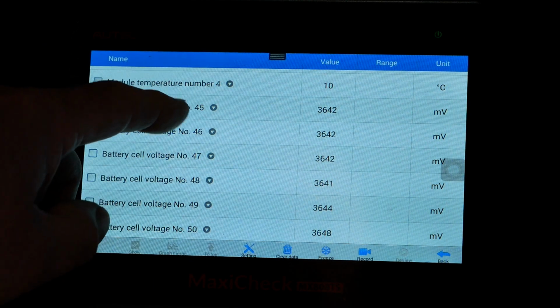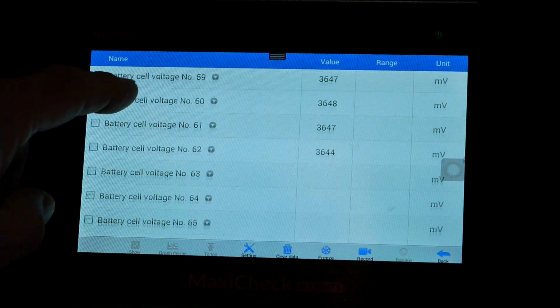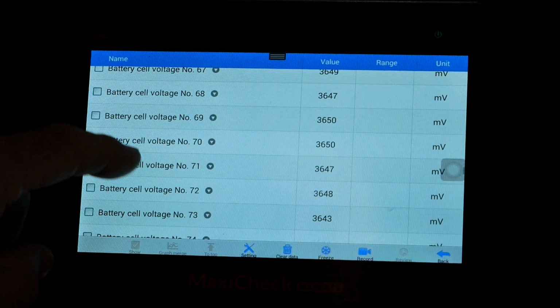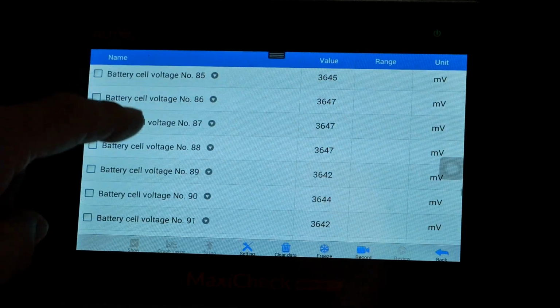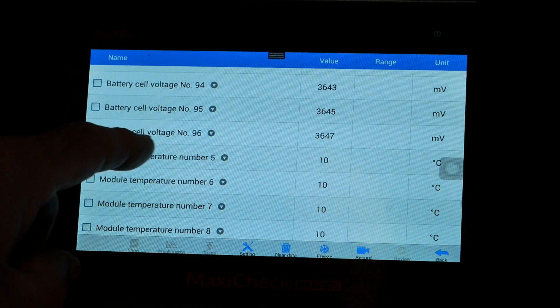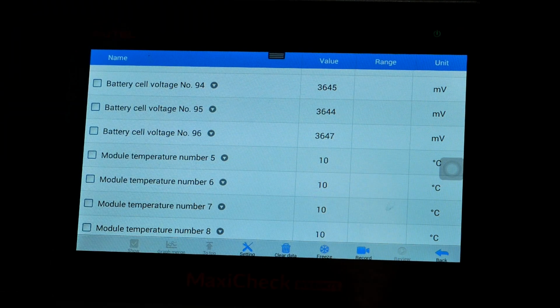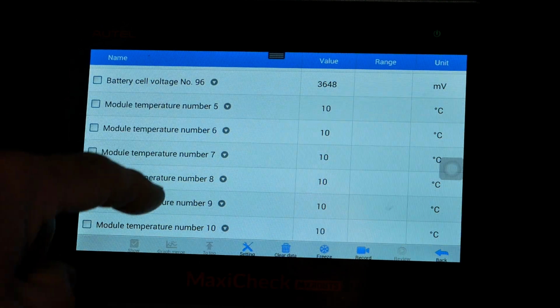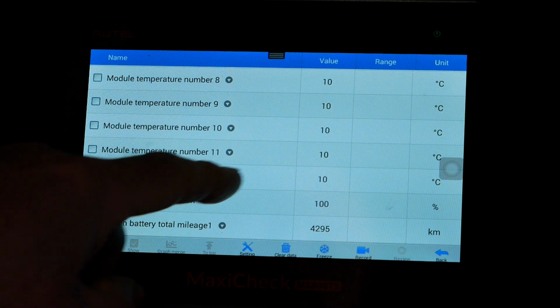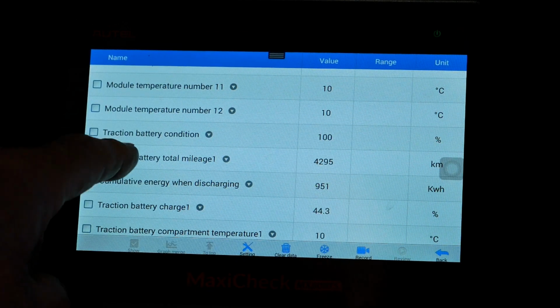Cell number 45 down to number, God, it's quite a few, 95, down to cell number 96, and again we've got all the voltages. Then we're back on to some temperatures, module number 5 right through to module number 12, and they're all 10 degrees. Then we've got battery condition.